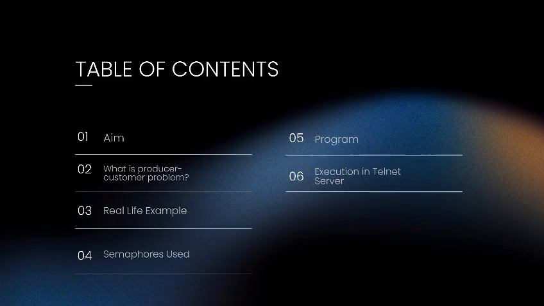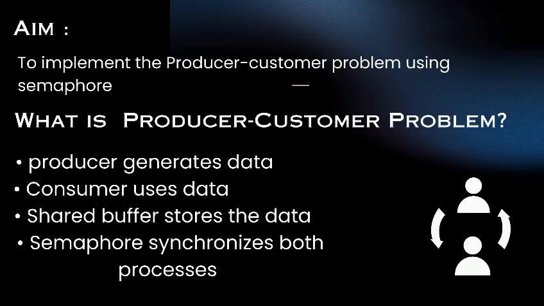In this presentation, I will explain the aim of this experiment, the producer-consumer concept, a real-life example, the semaphores used, the program, the execution and the output. Now we will see the aim of this experiment is to implement the producer-consumer problem using semaphores. In this problem, there are two processes called the producer and the consumer.